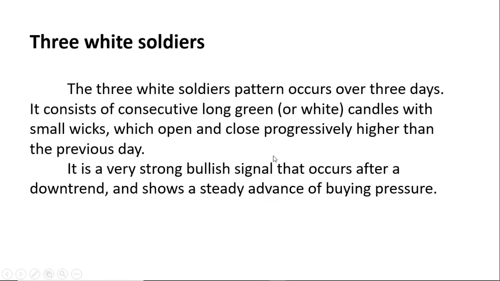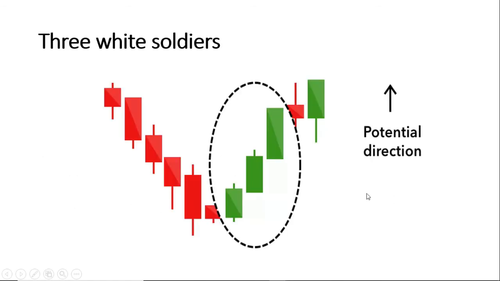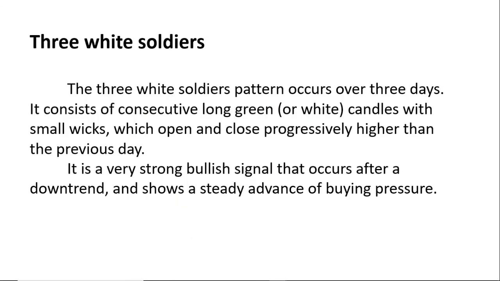It's a very strong bullish signal that occurs after a downtrend and shows a steady advance of buying pressure. Whenever you get a graph like this, there will be a steady advance in bullish power. There is more opportunity that the stock price will keep shooting upward. So this is a very strong bullish signal, very useful, and it's found almost all the time in a falling market. You have to observe these signs to trade.